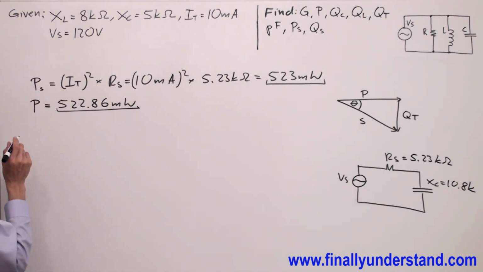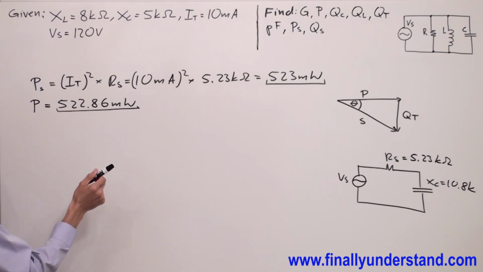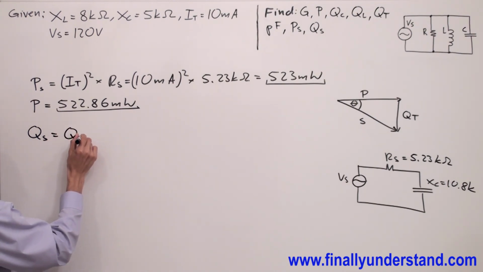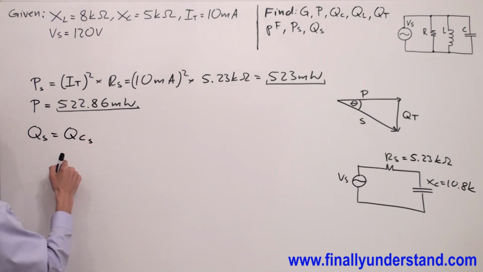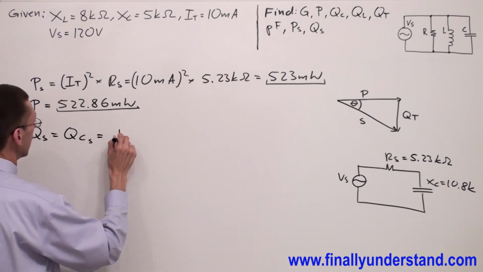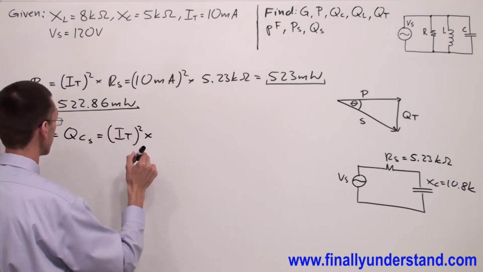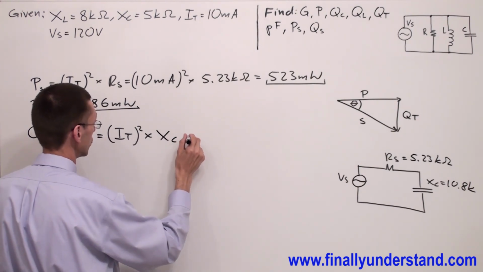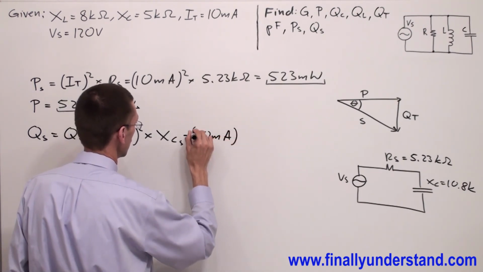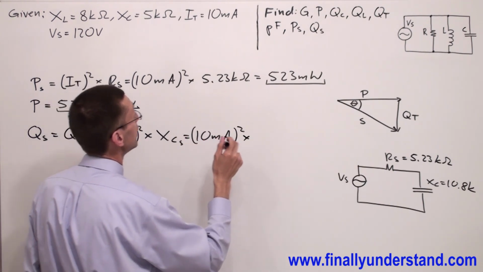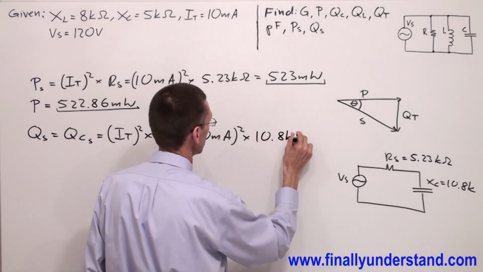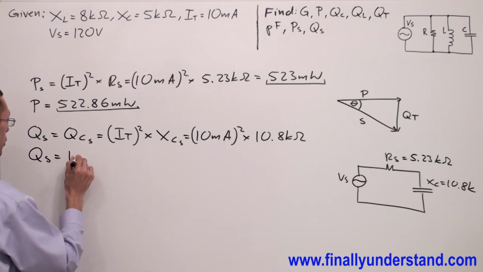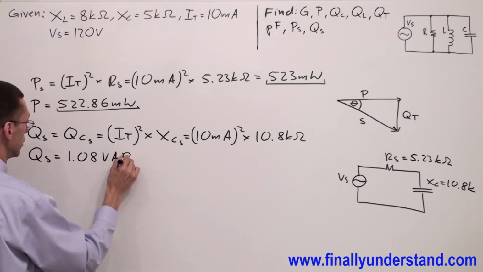Next, we're supposed to find the reactive power in the series equivalent circuit. So I'm supposed to write QS, which is equal in this moment to QC, as in the series circuit, S stands for the series circuit. It is equal to I total raised to the second power times XC in the series circuit, right? So this is equal to 10 milliamps raised to the second power times XC as 10.8 kilohms, right? So QS is equal to 1.08 volt ampere reactive, okay?